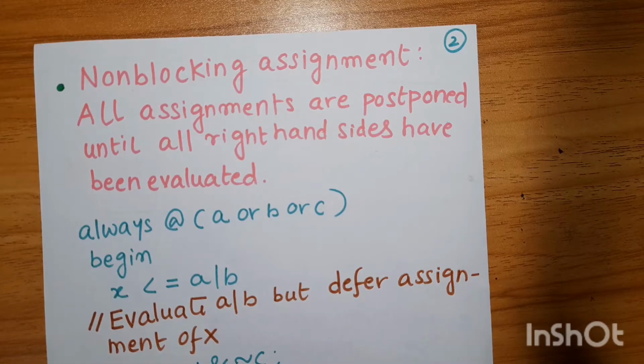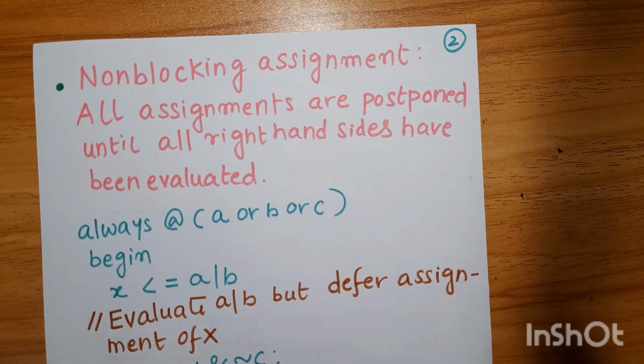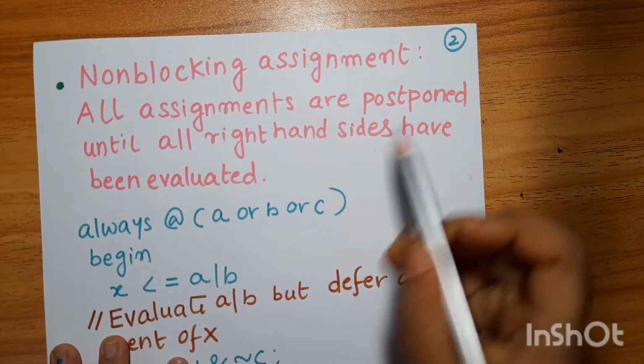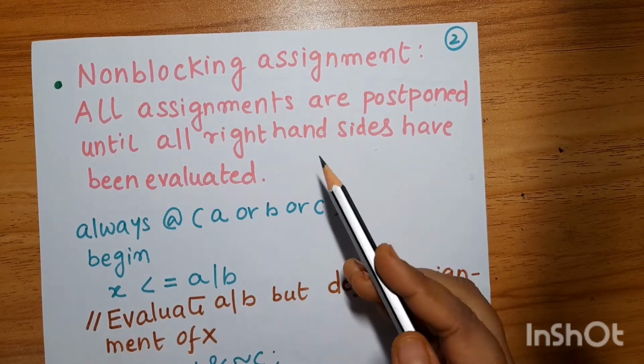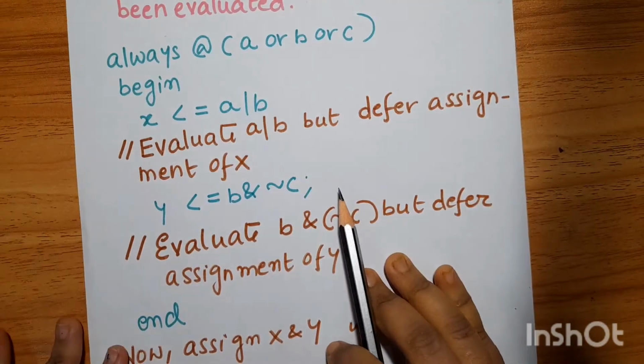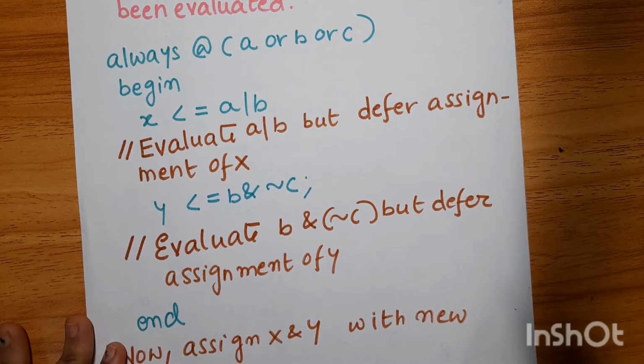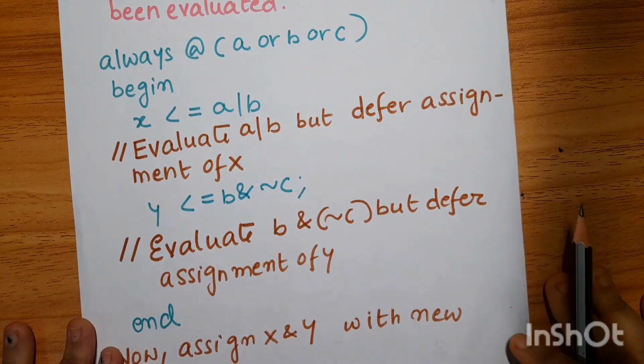Now non-blocking assignment. In non-blocking assignment, all assignments are postponed until all the right hand sides have been evaluated. So you see the always block. The same example which I have shown for blocking, I have put here for non-blocking.